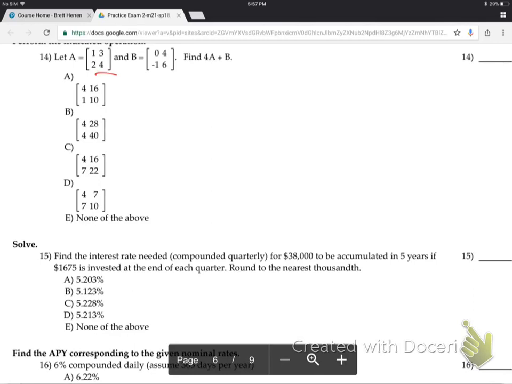Okay, so there's A and B, and they want me to do that. So that's just, I'll use your graphing calculator and put matrix A and B in there and crank it out. You'll get answer C. Let's go on to number 15.